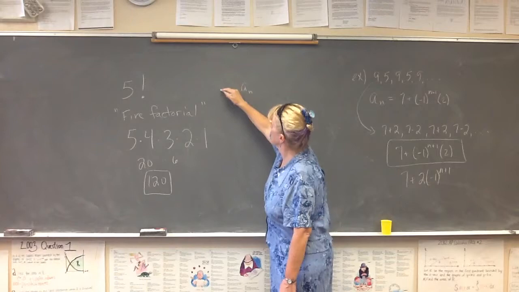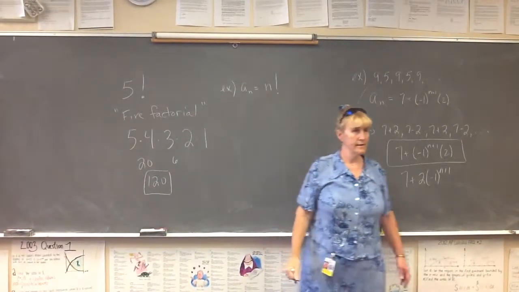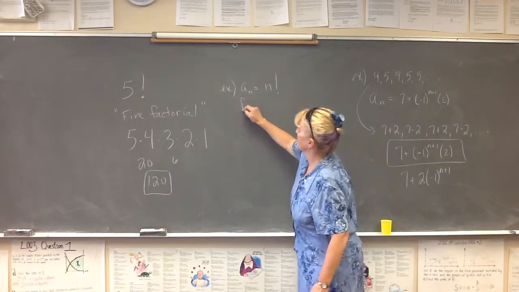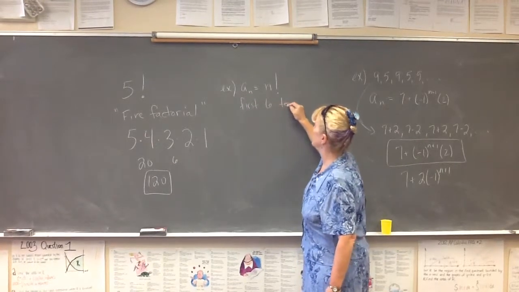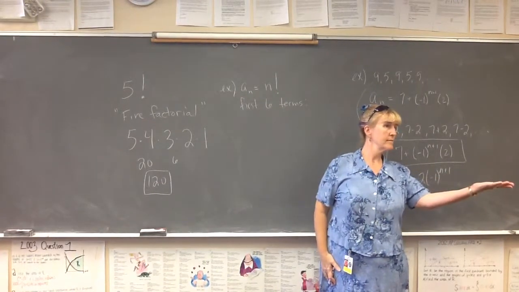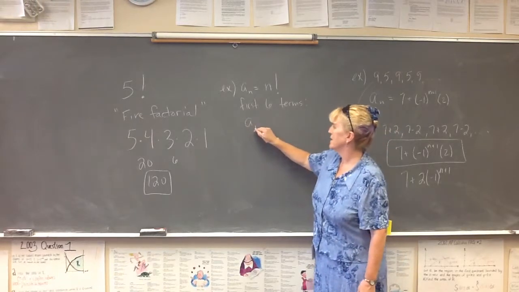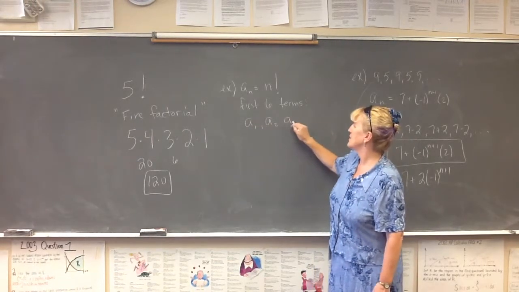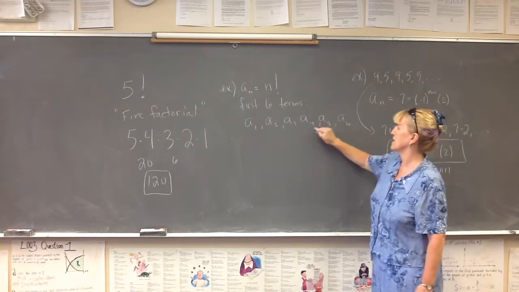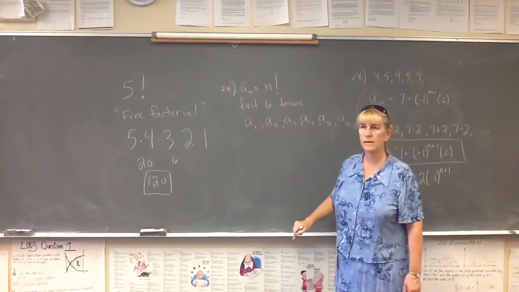Alright. Well, here's an example. A sub n equals n factorial. Write out the first 6 terms. N sub 1, 2, 3, 4. A sub 1, A sub 2, A sub 3, A sub 4, A sub 5, A sub 6. That's what I need. 6 terms.